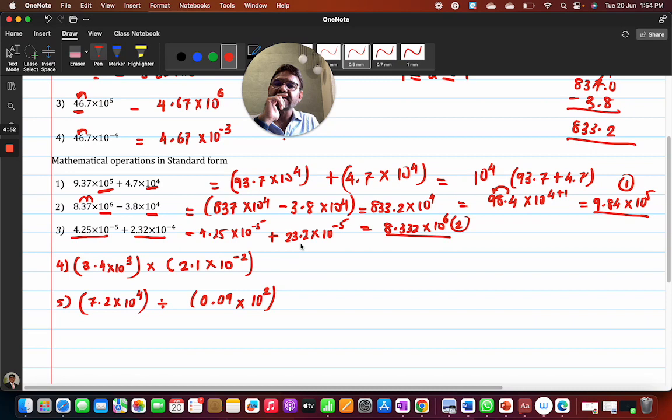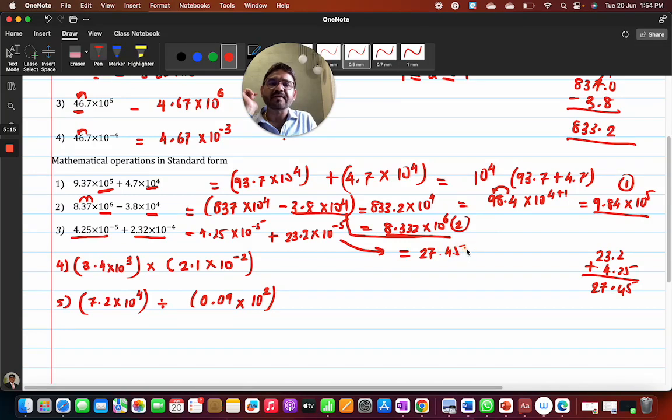Now you can just add them up. So 23.2 plus 4.25, so that's 27.45 into 10 raised to minus 5. I'm sorry about this because it's not neat for some reason. That is not a standard form. This number has to be between 1 and 9, so into 10 raised to minus 4. When you shift to the right, remember you add 1. When you shift the decimal to the right, you add 1. When you shift to the left, you subtract 1.